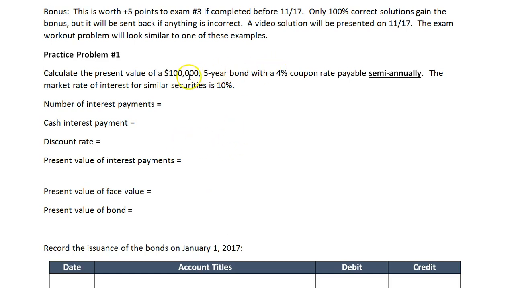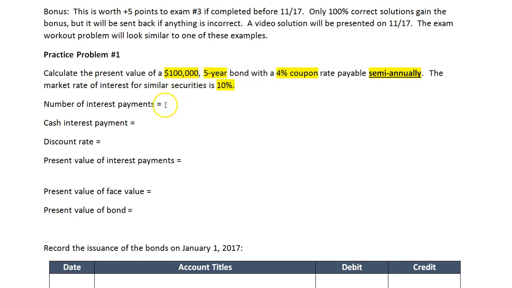We're going to look at the homework for chapter 10 here real quick, and we're going to just jump right into it. So we got a $100,000 bond, 5-year bond, 4% coupon, paying semi-annual. So this is the first one with the semi-annual rate, and the market rate is 10%.